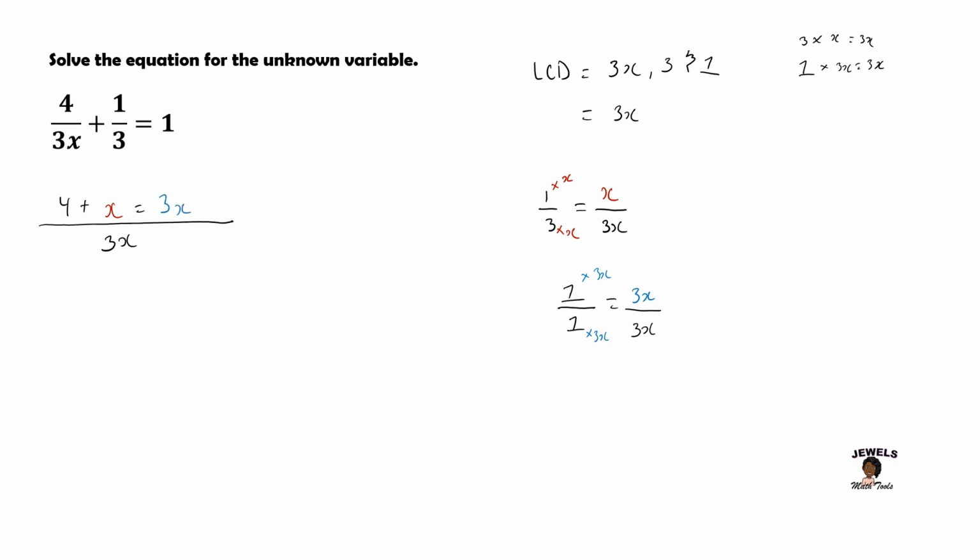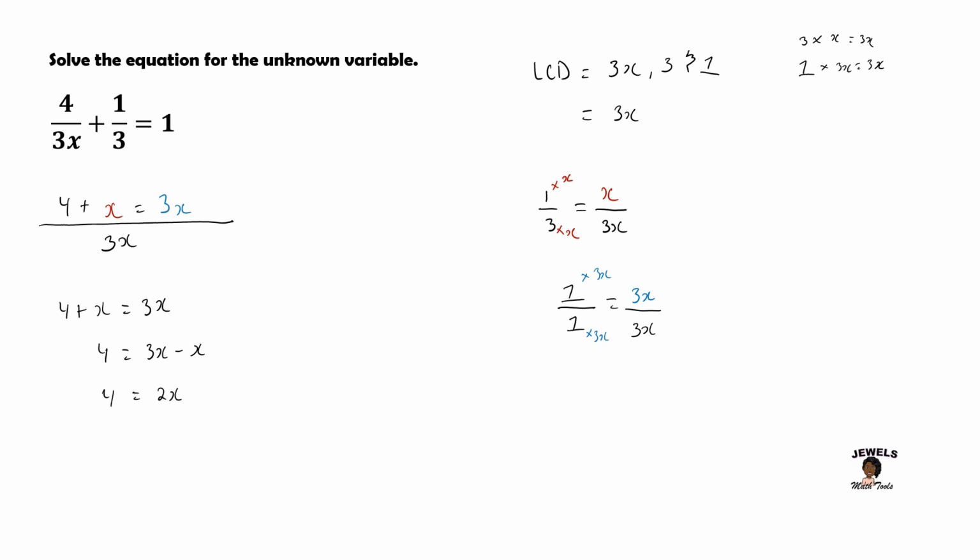So now that we have changed our fractions into their equivalent form with 3x as the denominator, we're now going to begin solving for our unknown variable x. So let's collect our like terms, and I'm going to move my single x to the other side of the equation where 3x is. So 3x minus x will equal 2x.